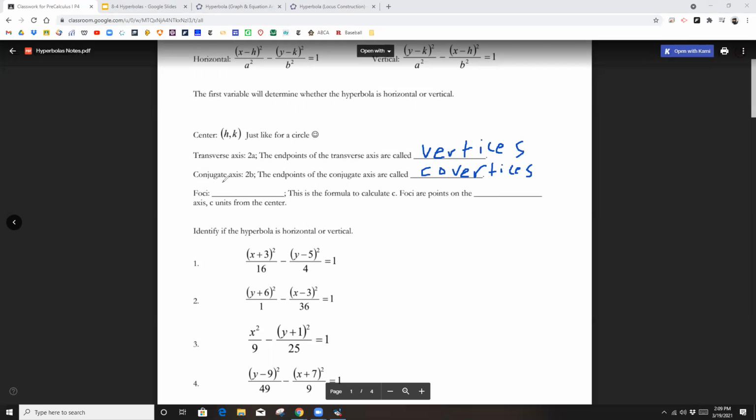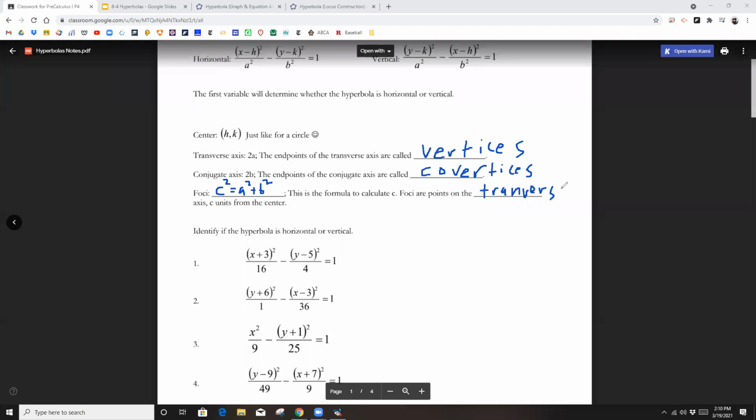All right, so foci. The formula to calculate C is C squared equals A squared plus B squared. So if you have the standard form of the equation, you could literally just add the two numbers under x squared and y squared, add the two, not subtract, and then take the square root of that. All right. The foci are the points on the transverse axis that are C units from the center. So they're going to be on the same axis in the direction that the hyperbola opens.